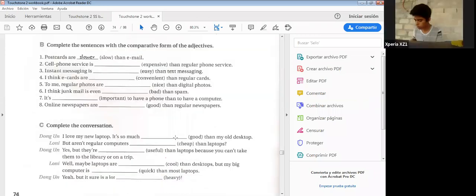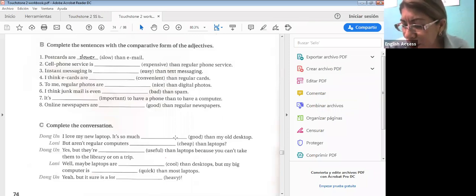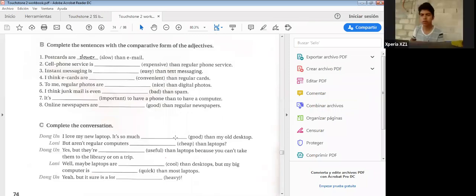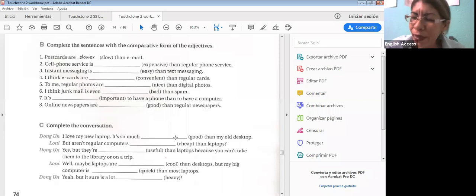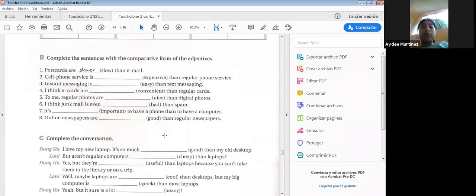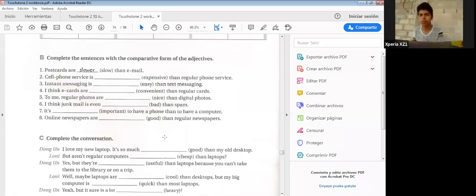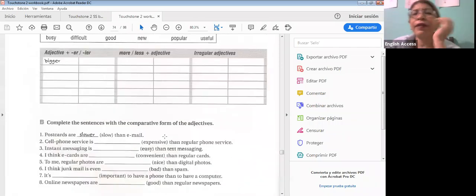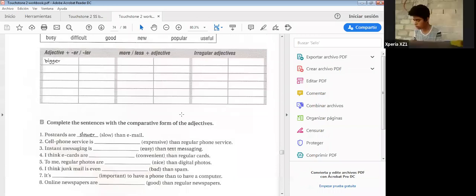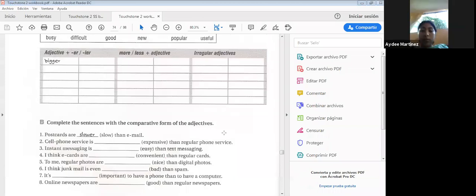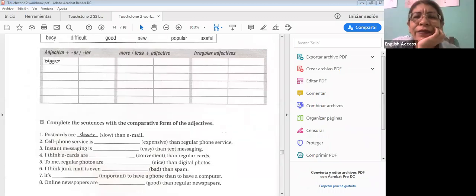It's important to have fun. Okay, one more time. It's important. What is the comparative, Julio? What do we need, Julio, once again? To have fun than to have. No, we're comparing, Julio. Again, look at the chart, exercise 8.